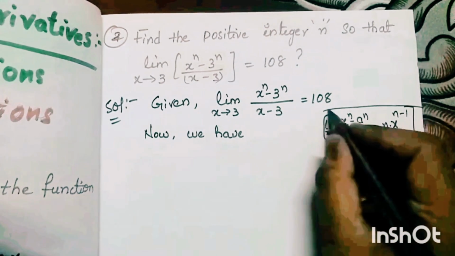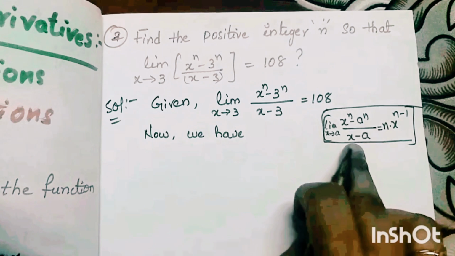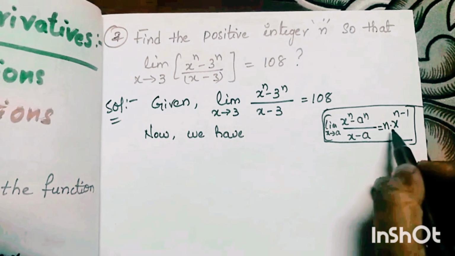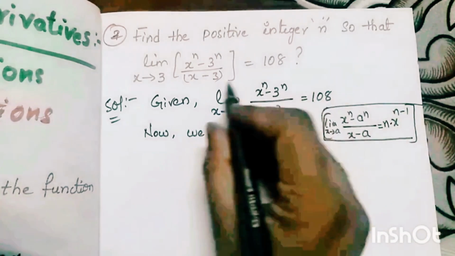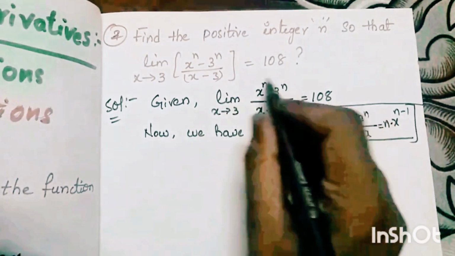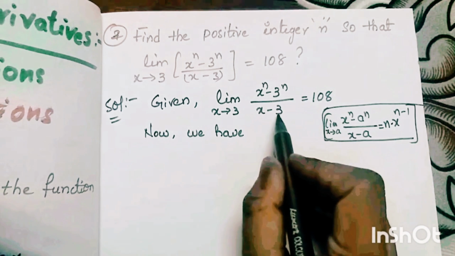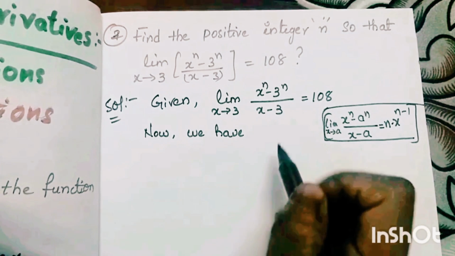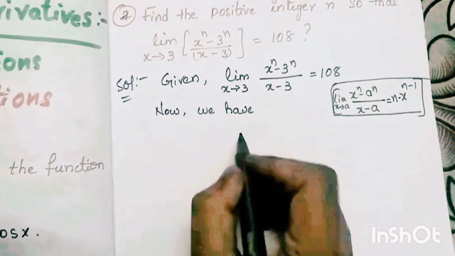This is the important formula. (x^n − a^n)/(x − a) = n·x^(n−1). This is the formula we have. In the formula form, x^n with a meaning 3 here, and the denominator also has a meaning 3. So we have to write it in the form of n·x^(n−1).